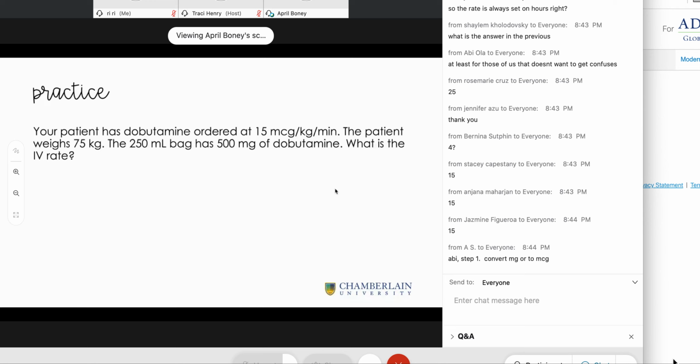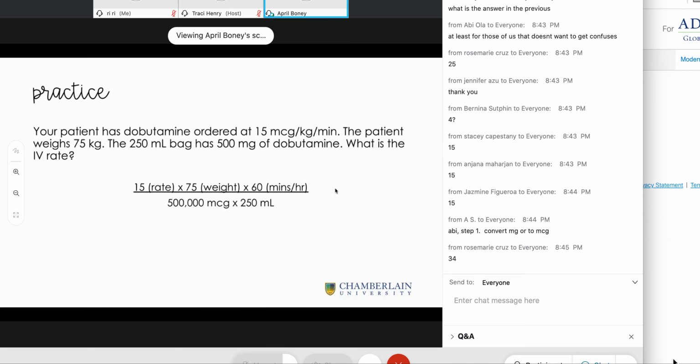Our order is in micrograms. What's available is in milligrams. We can't work with that. Got to do a conversion. And once you do your conversion, again, doesn't matter which way you go, they just have to match. Your order is 15 because I kept it in micrograms. You could have gone to milligrams. Doesn't matter. They just have to match.